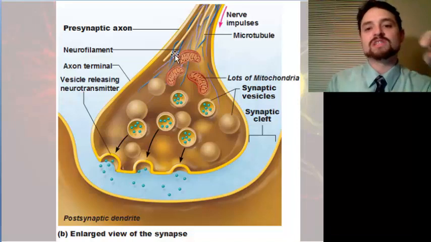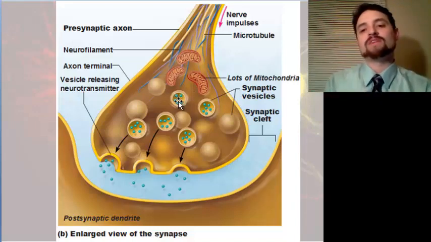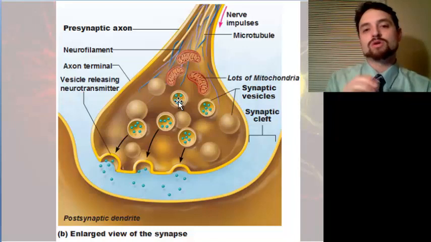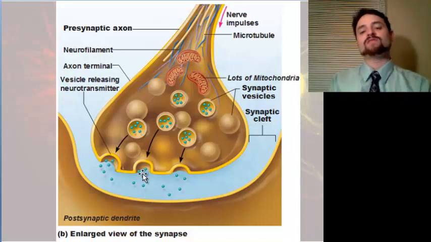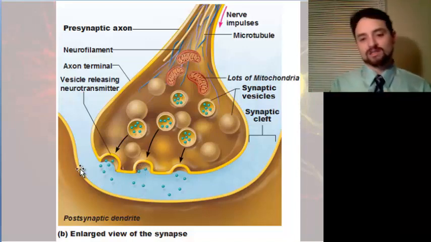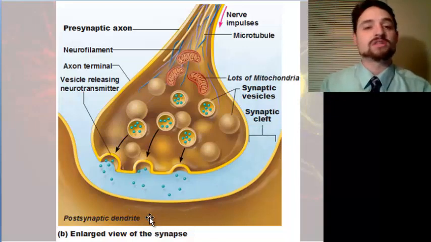So here you can see, here comes the nerve impulse. As that nerve impulse comes, you've got these synaptic vesicles with chemicals in them that will be neurotransmitters to serve the response. So as that is received, these vesicles will attach to the axon terminal, be released across the synaptic cleft, and you can see that cleft here, and then received by the dendrite on the other side of that cleft.